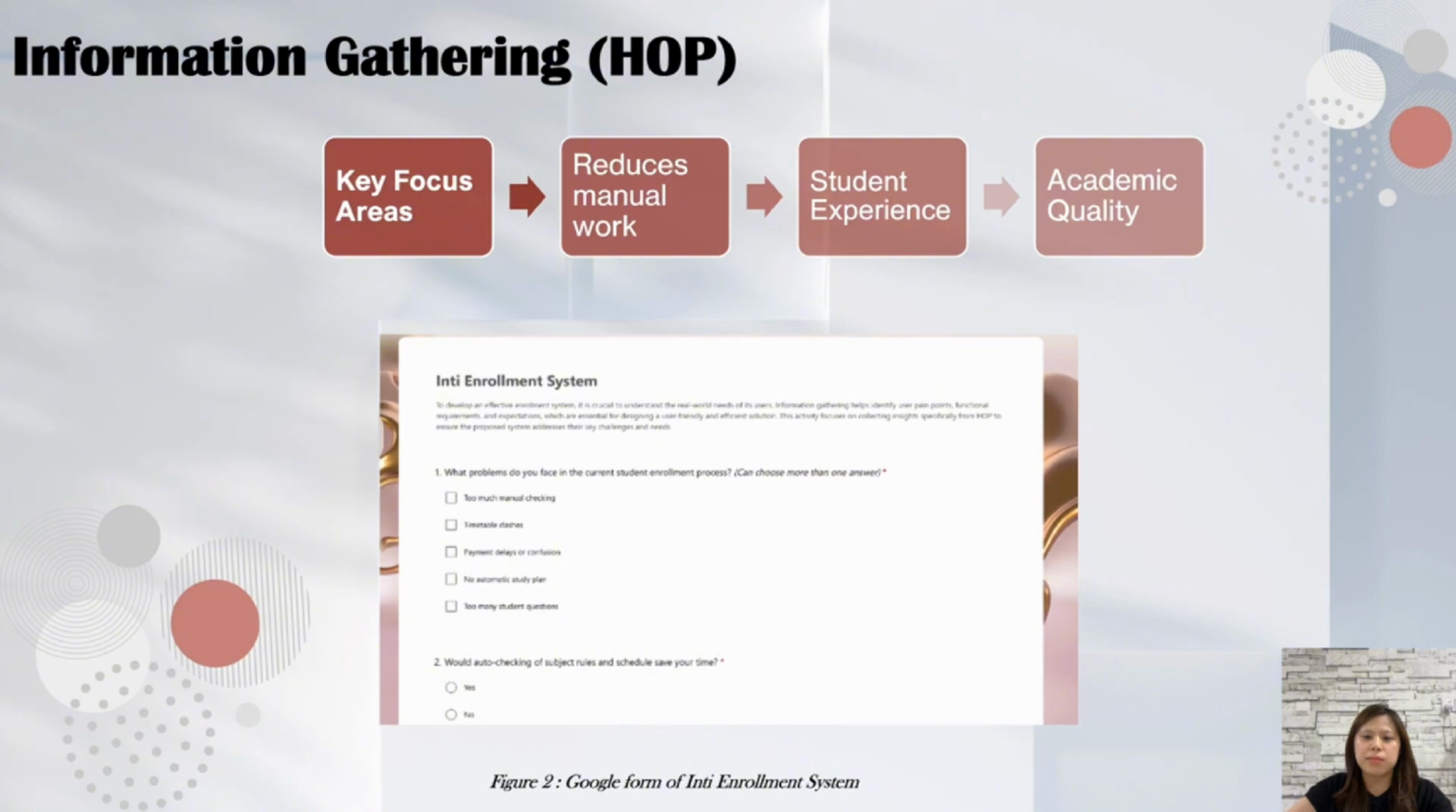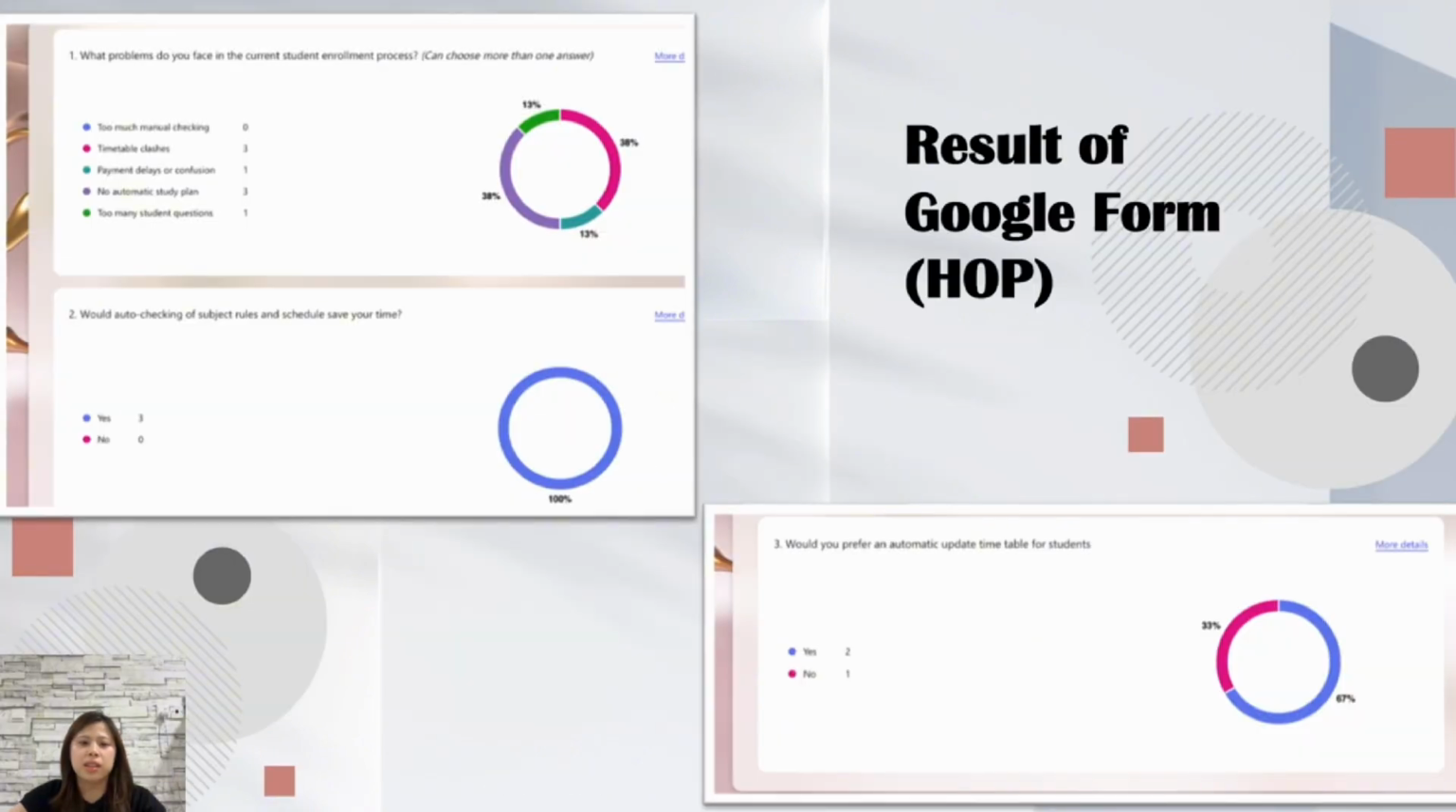Okay, as you can see below is our Google form for our HOP. Now see the next slide. Okay, now let's see our Google form for HOP result. We ask what problem do they face. Normally HOP face timetable clashing, and also payment delay or confusion, and also no automatic study plan, and sometimes too many questions from students.